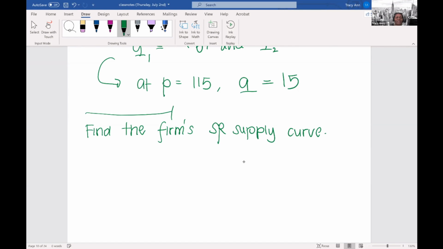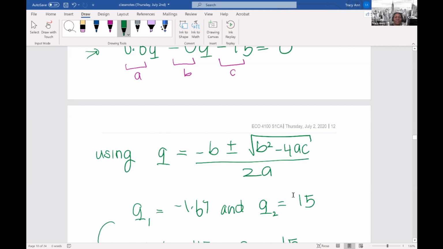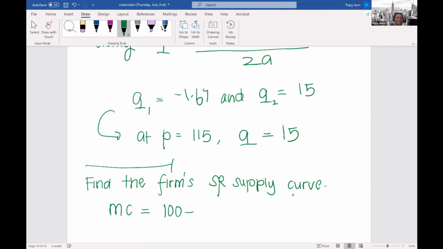So if you remember just now, we found that our marginal cost, if we look back, is equal to 100 minus 8q plus 0.6q squared. So 100 minus 8q plus 0.6q squared. That was our marginal cost.